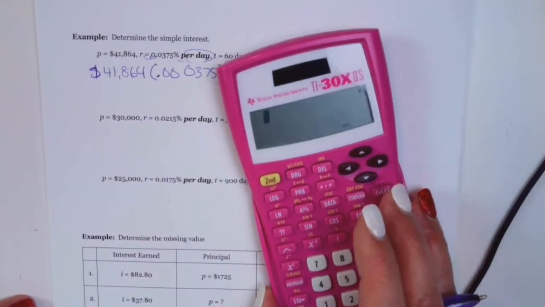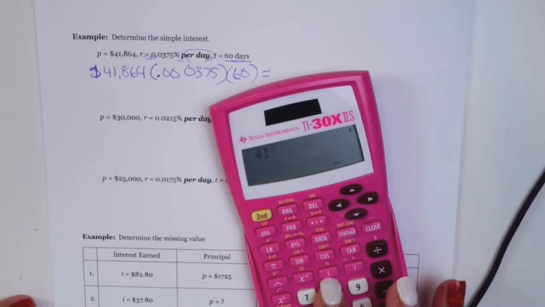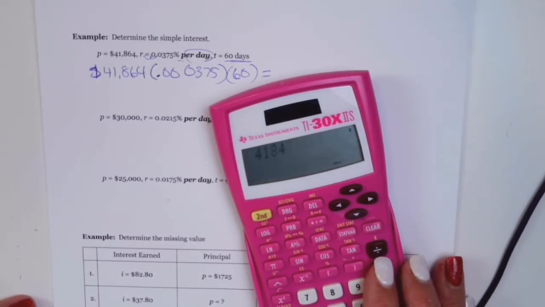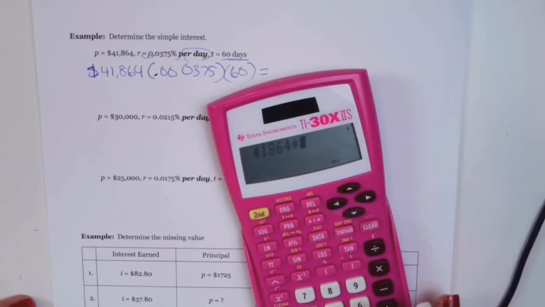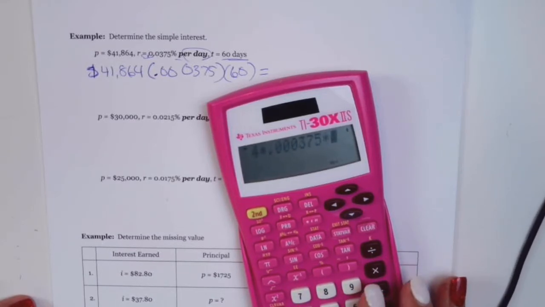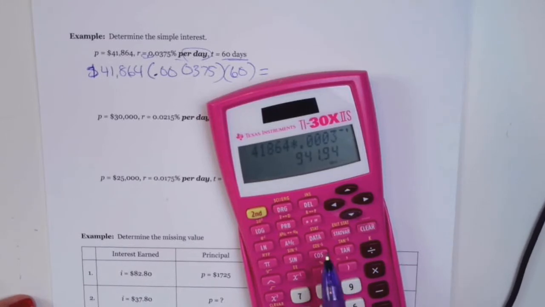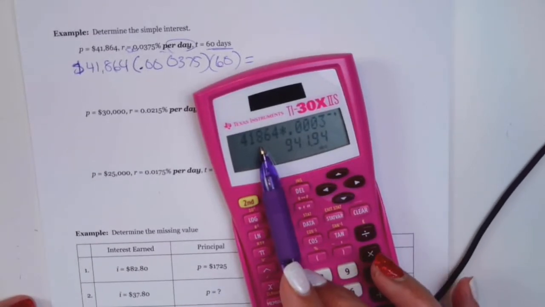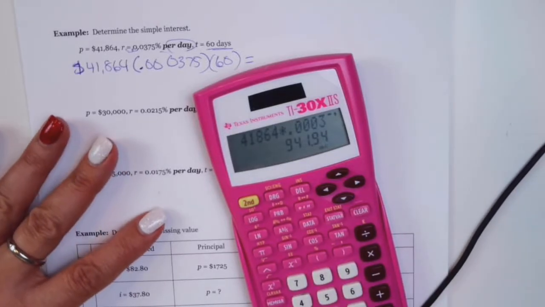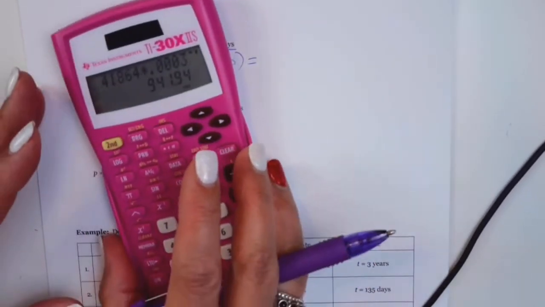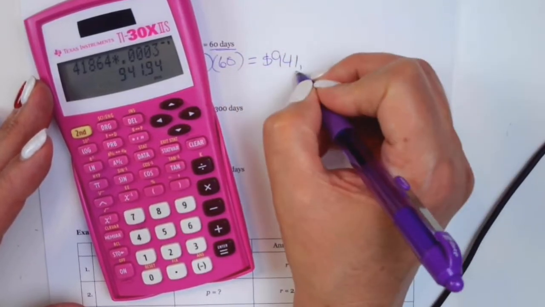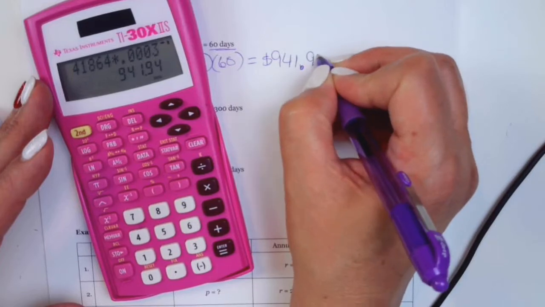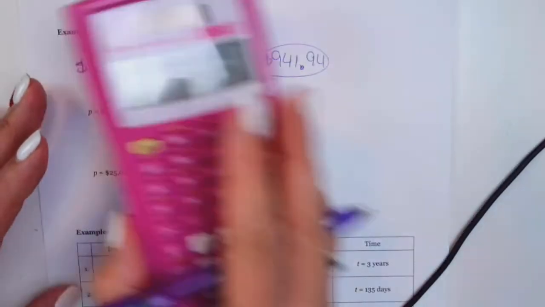So then when we put it in the calculator, 41864, I lost the 6 somewhere, 64 times 0.000375 times 60. You can see how easy it is to make a simple calculation mistake, just not hitting the correct numbers. So if you get the wrong answer, check what you put in the calculator. $941.94. There we go.